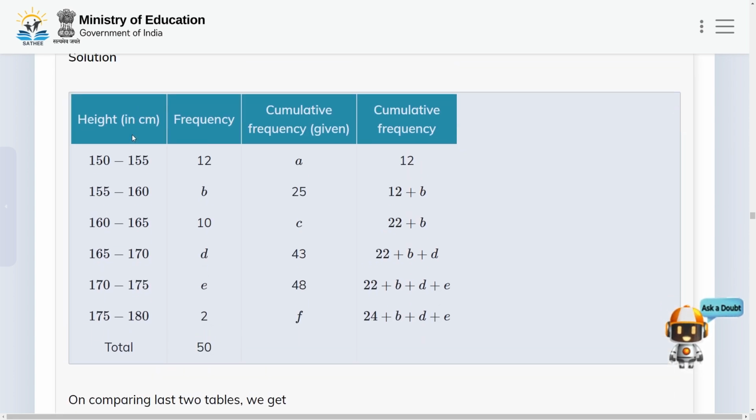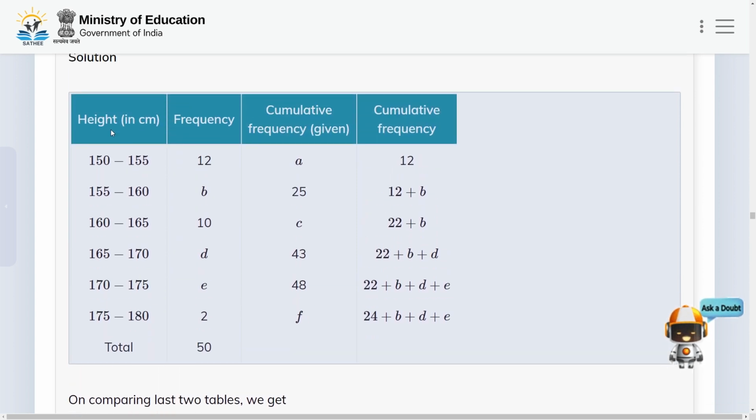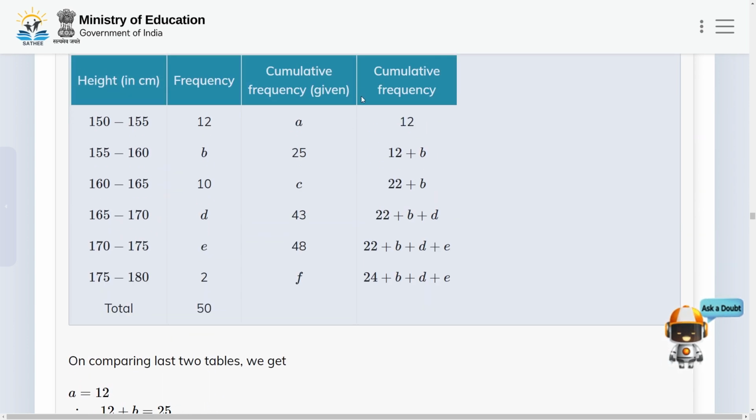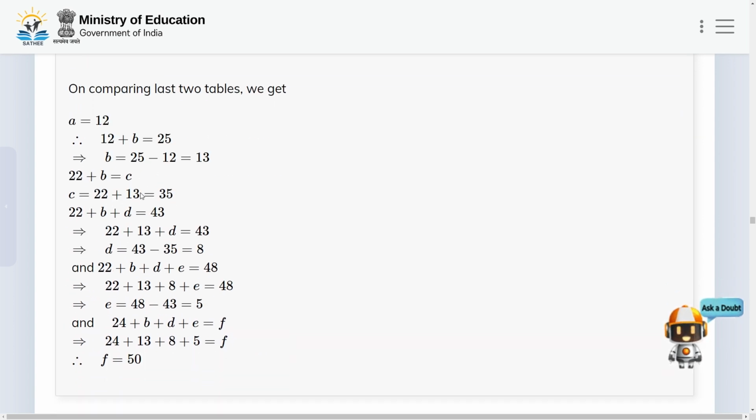So here the height in centimeter values are in class intervals. Okay, and frequency is given to us, and cumulative frequency is given to us, and then when comparing the last two columns, we get A is equal to 12 and B is equal to 13. That is, 12 plus B is equal to 25, that implies B is equal to 13. Okay, and 22 plus B, that is equal to C, and it implies C is equal to 22 plus 13, that is equal to 35.